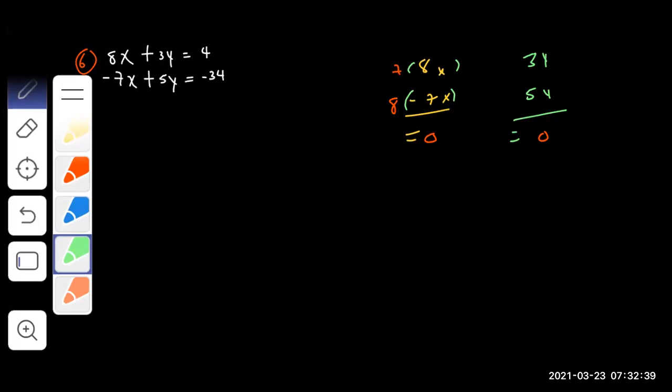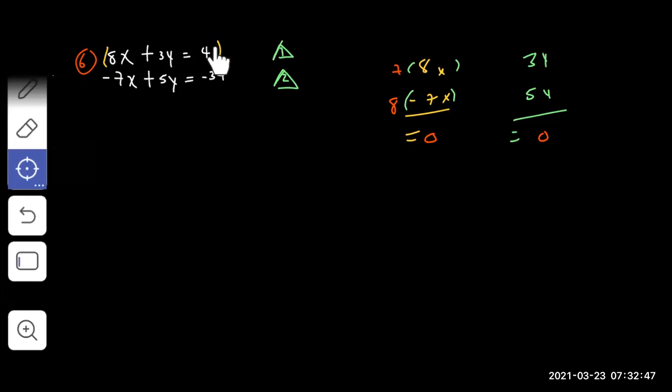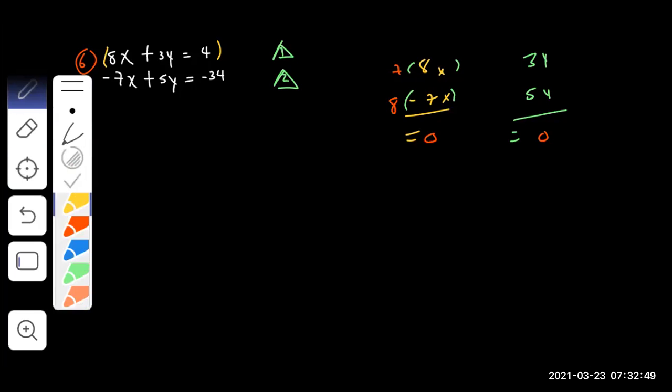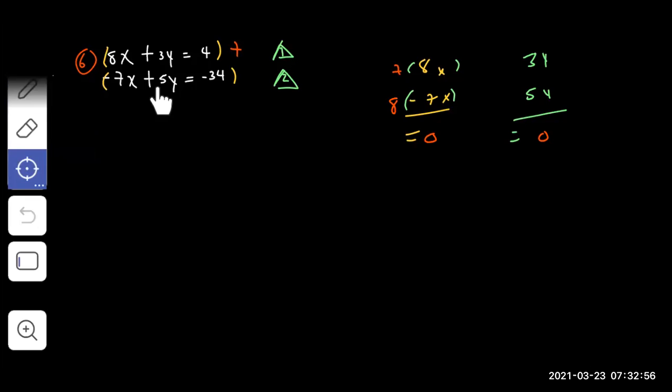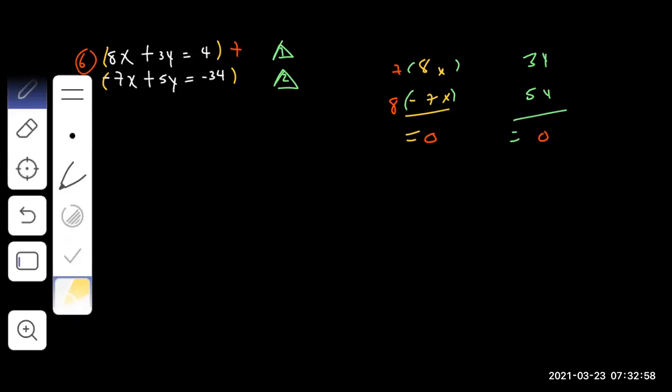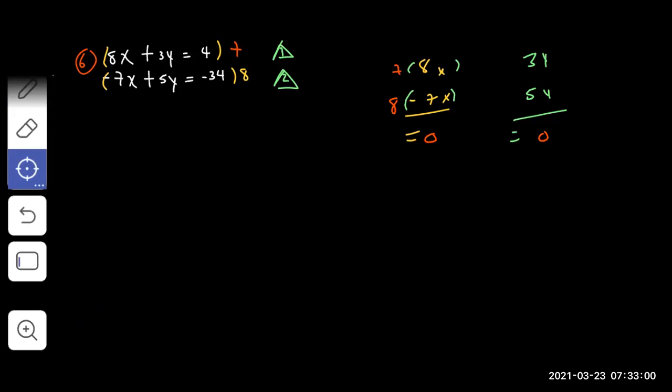Okay, let's multiply the first equation. This is my first equation, and this is my second equation. The first equation is gonna be multiplied by 7, and the second equation is gonna be multiplied by what? 8. Okay, mister, what if I would have chosen the second one?